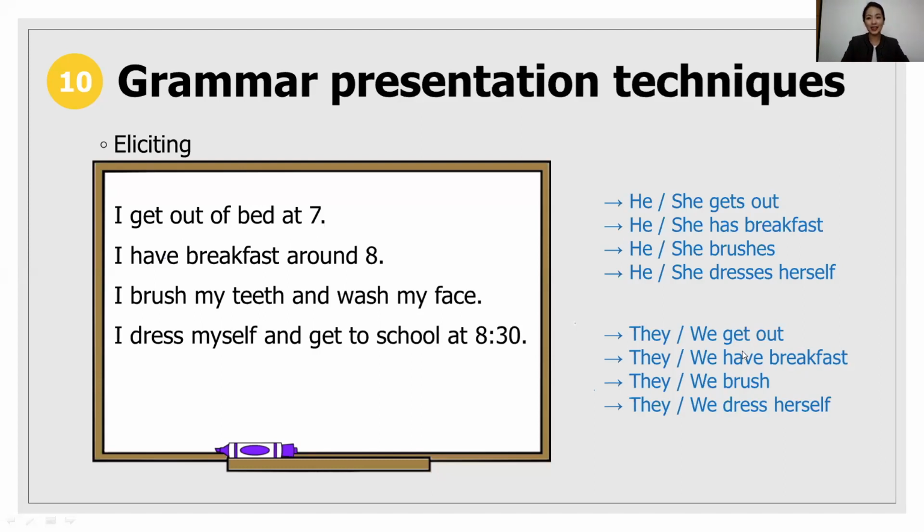But in this process, ask your students lots of questions. Yes, it's like this. What about you?